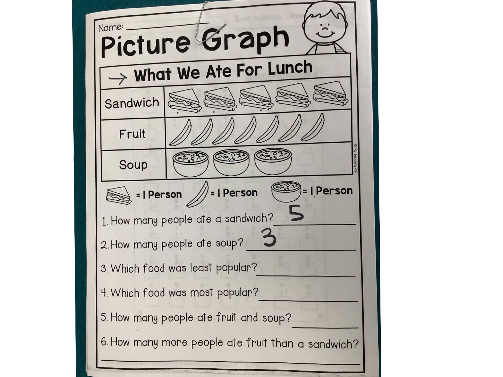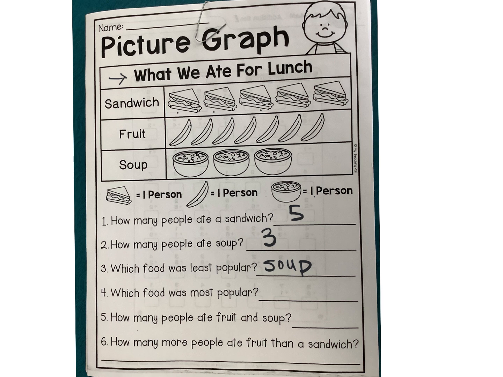So number 3 says, which food was the least popular? That means the thing that they liked the least. What was it? Soup. Very good. And then number 4 says, which was the most popular?